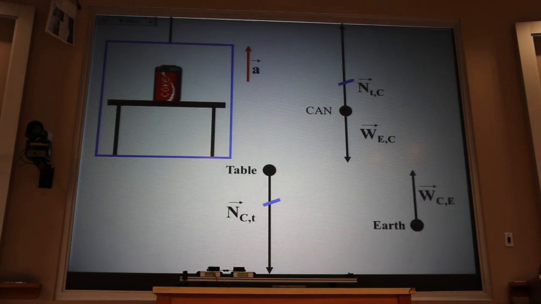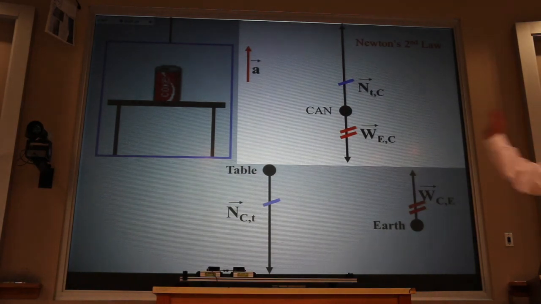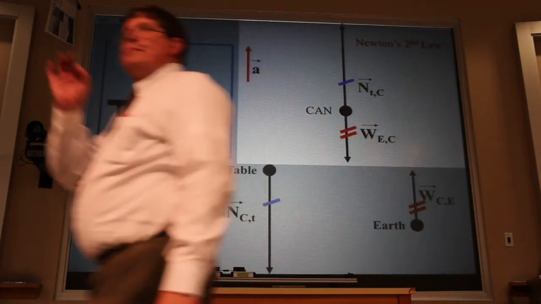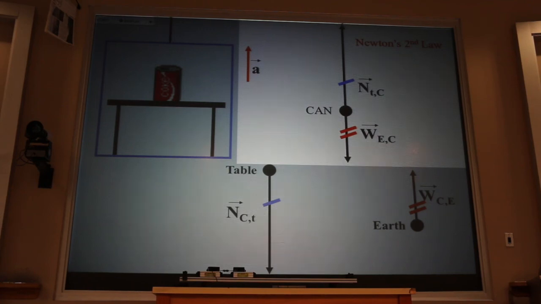If I look at a free body diagram for the Earth, there will be a bazillion different forces, but one of them will be a gravitational force of the can pulling up on the Earth. And I would put 2 tick marks there. Now, if you're ever comparing forces on the same free body diagram, on the same dot, you use Newton's second law, and you qualify it.